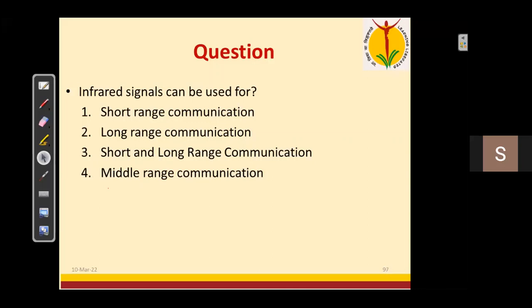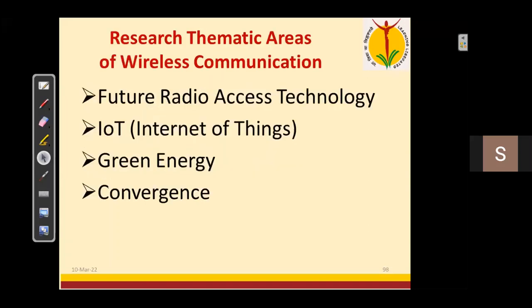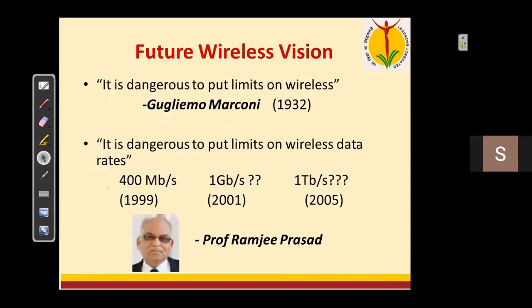And these infrared signals are used for very short range communications, with a maximum distance of 5 meters. So these are the different areas of wireless communication. Nowadays there is the future radio access technology. Maybe you have heard of the Internet of Things and green energy, which is saving power. Convergence means we can communicate with any device, anywhere, anytime. That is called convergence.